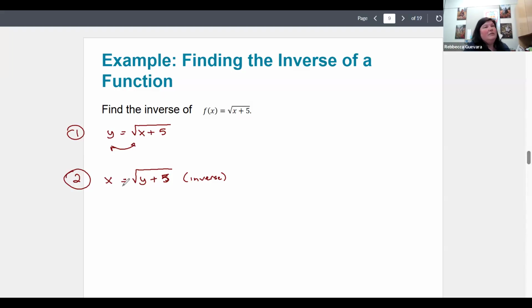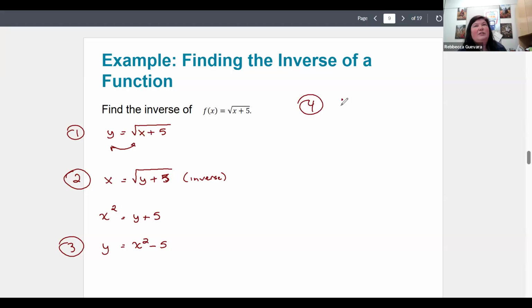So what we have here is the square root. If we want to get rid of that, we have to square. So if we square both sides, we get x squared is going to be equal to y plus 5. If we solve for y, we're going to get y is equal to x squared minus 5.